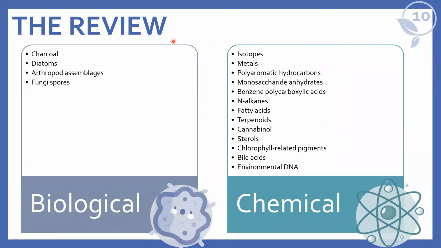So this is just from the review. Of the 89 studies, I only included and went into depth on proxies that had been used by those studies. And what I found was for biological proxies, charcoal, diatoms, arthropod assemblages, and fungal spores were the most commonly used from these 89 papers. And for the chemical biomarkers, we had a wider range. We had isotopes, metals, PAHs, monosaccharide anhydrides, and the list continues. It's fairly extensive, which is interesting.